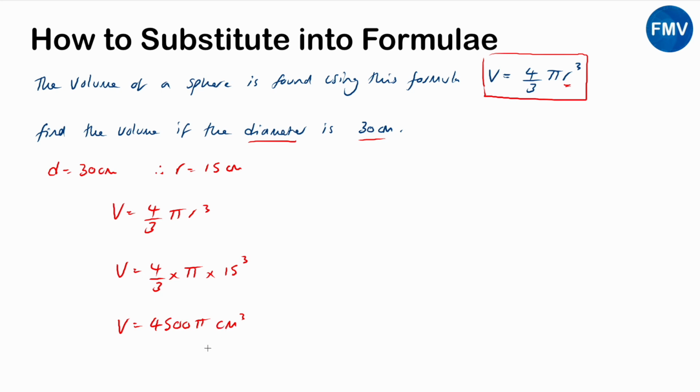Now what I've done here, I've left that in terms of pi. Sometimes you get asked this, calculate this and leave it in terms of pi. If that is the case, that will be the answer. However, if you press the SD button on your calculator, it changes that and you should get 14,137.2 centimeters cubed, and that is to one decimal place. So these answers are exactly the same. That one there is just left in terms of pi. This one here is given as a decimal.